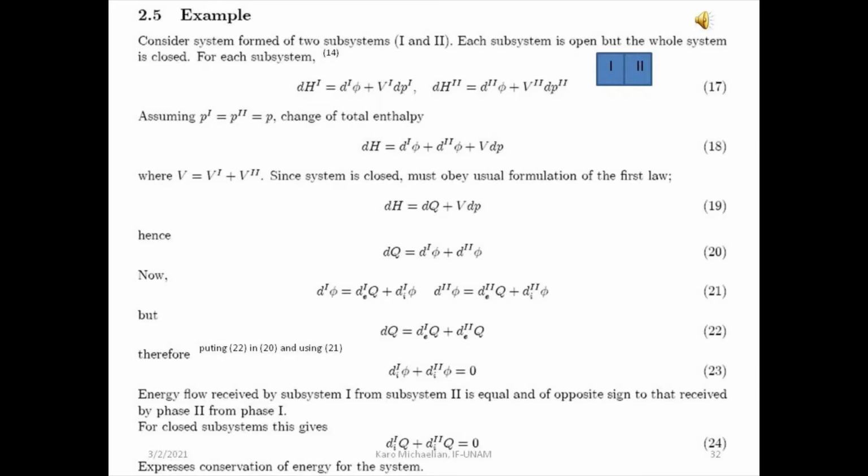Now, since the system, the sum of the two systems as a whole, is closed, it must obey the usual formulation of the first law, which is the conservation of energy for that system. And in terms of the enthalpy, that is just dH for the system, is equal to dQ plus V dP. dQ, remember, is the heat which is exchanged with the external environment, V the volume of the system, and P the pressure. So this dP is the change in the pressure over the system, which is the work done on the system. V dP is the work done on the system by the environment. Therefore, comparing equation 19 with equation 18, we can derive that dQ is equal to d1 phi plus d2 phi.